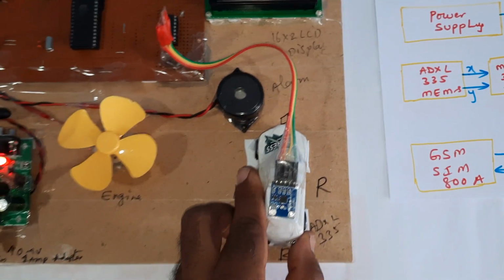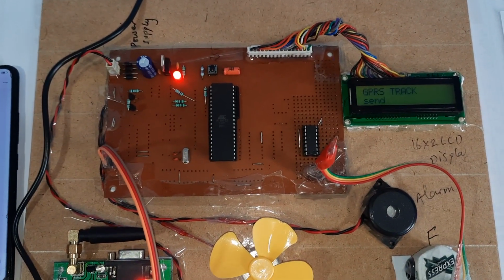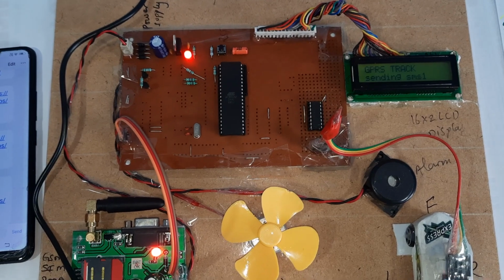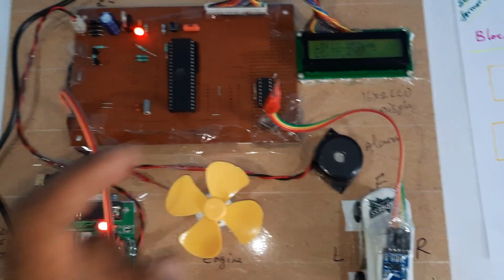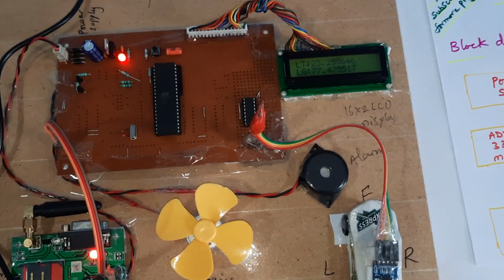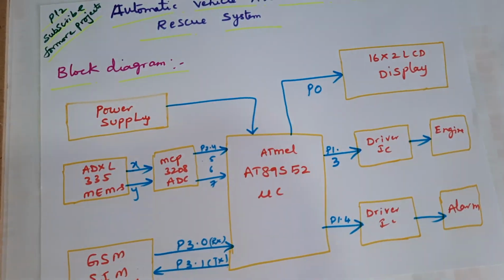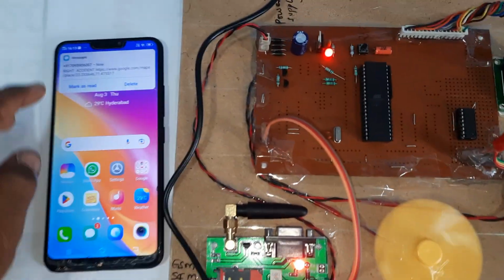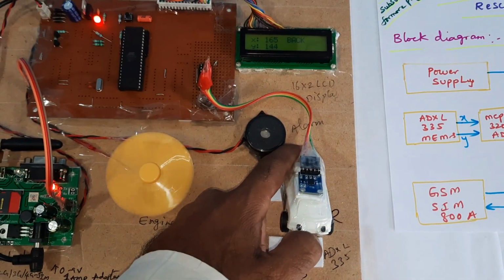Right accident. Engine off, alarm on, sending the SMS alert. Power supply, total block diagram. Right accident. Then back accident.